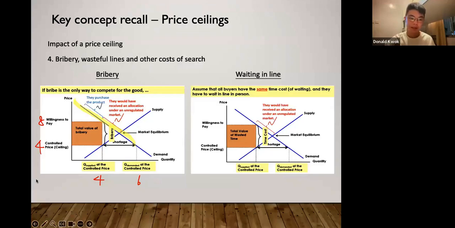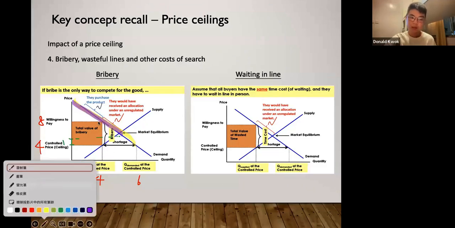What would happen in this case? Suppose there is a $1 per unit bribe, like here. Then only these purple buyers will be willing and able to buy at this $4 price ceiling in addition to the $1 per unit bribe. As you can see, the number of buyers falls with the bribe. Anyway, the market is still not clear because the quantity demanded is still greater than the quantity supplied of 4 at this level.